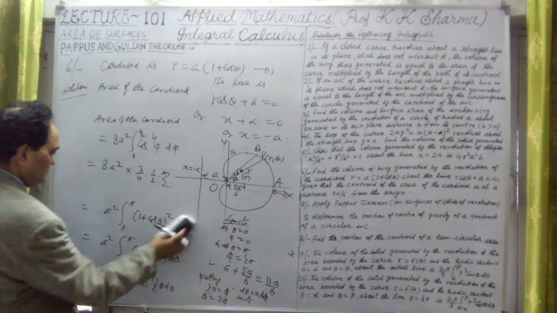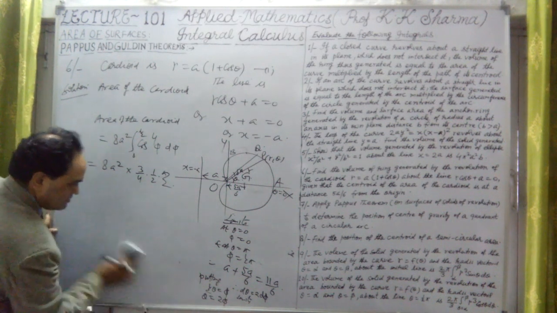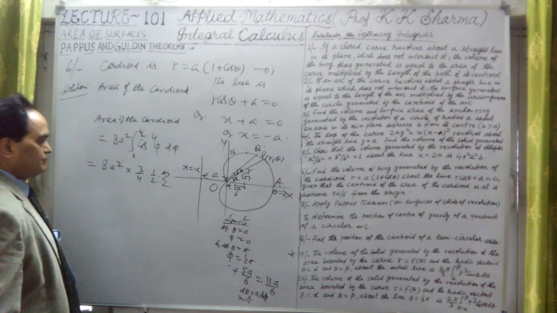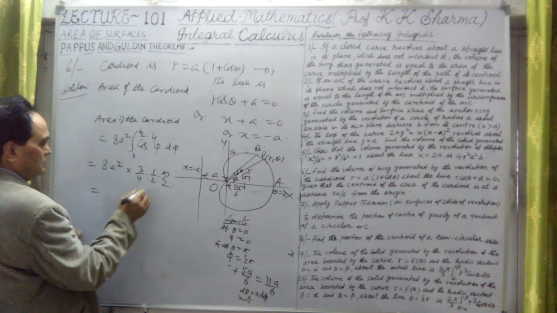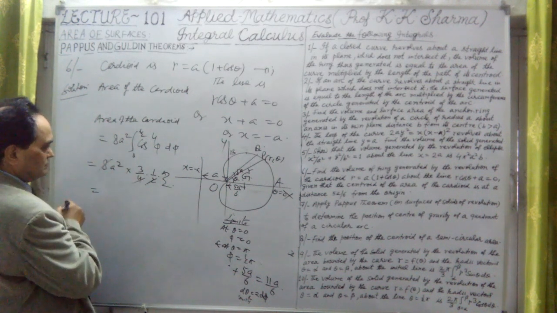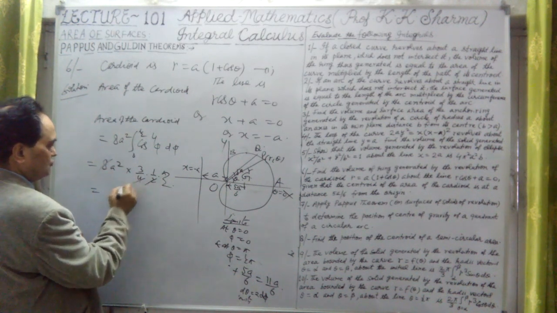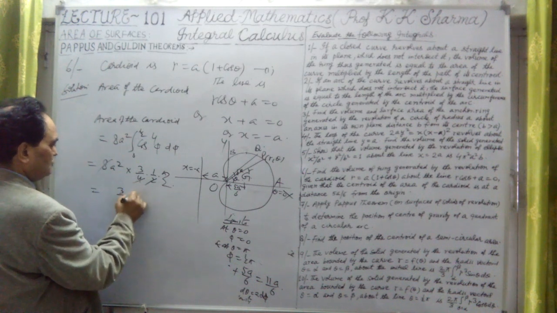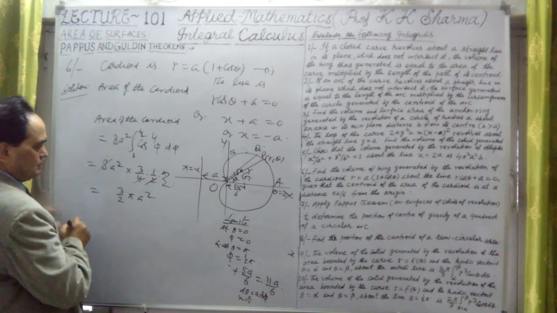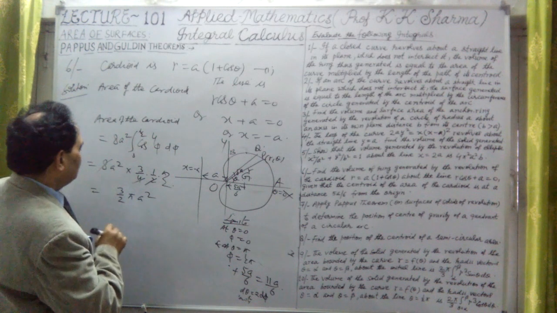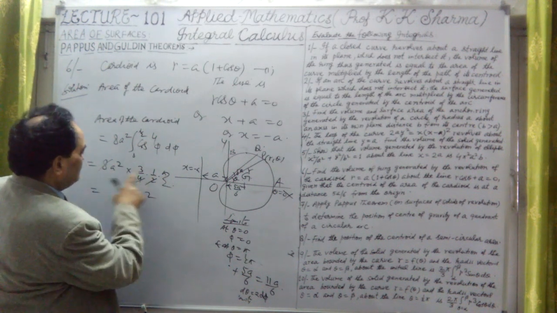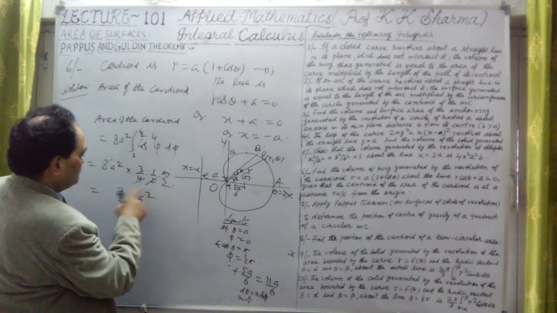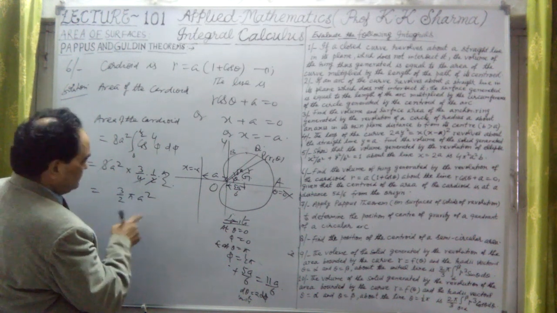So finally, what is the value of this? Therefore, the area of the cardioid is this. The 4 and 8 cancel out. Pi a square into 3, or 3 by 2 into pi into a square. So this is the area of the cardioid, 3 pi a square upon 2. Only the 8 is cancelled out. This is 3 by 2 pi a square.